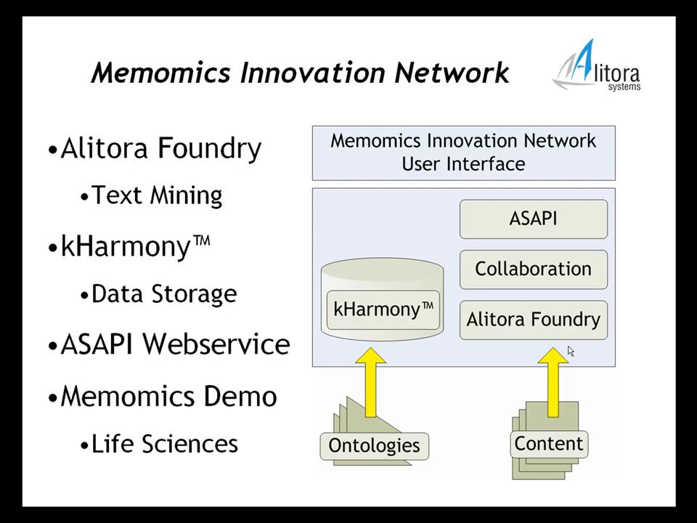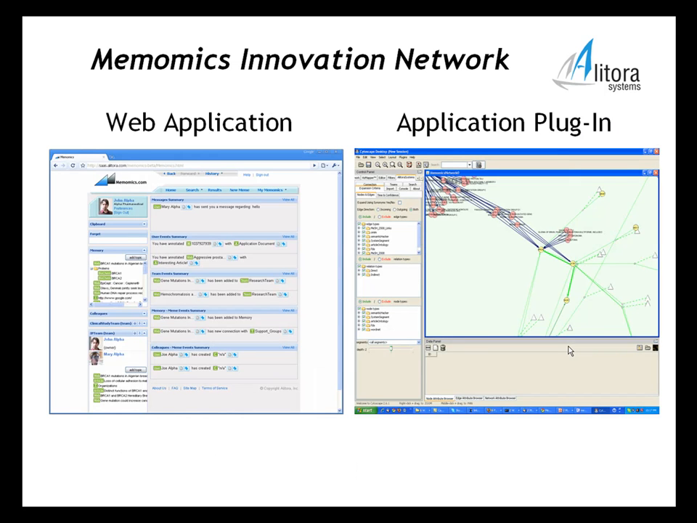Memomics consists of several integrated software components: the Alitora Foundry, which is a set of text mining tools; K-Harmony Semantic Database, which is very efficient at searching linked information and providing relevant results; the ASAPI web service, which allows access to this collection of software over a network; and the Memomics interface itself, which we'll be demonstrating today, primarily using life sciences data. We will demonstrate both a web application and a graph visualization tool.